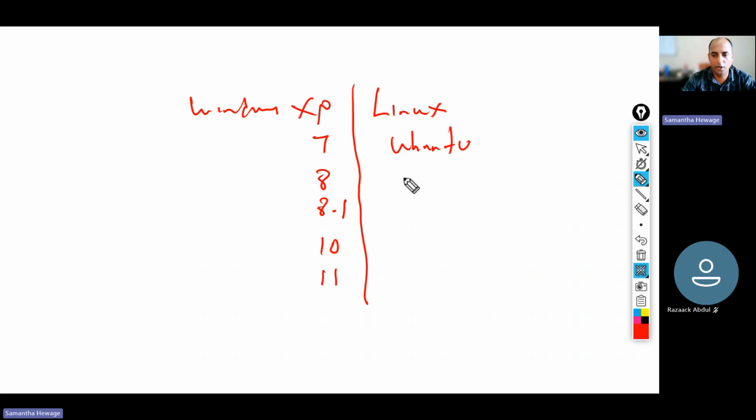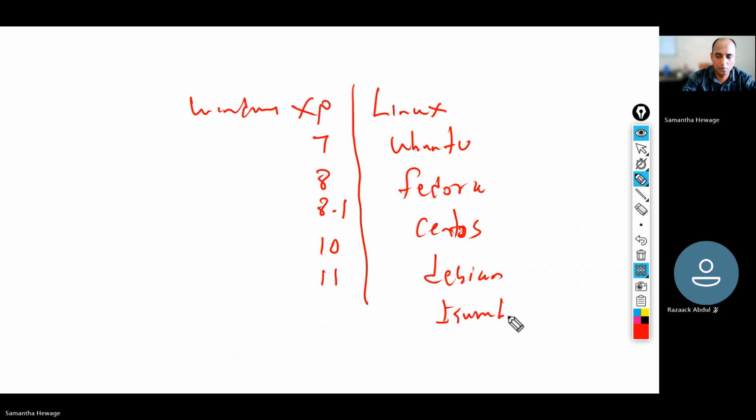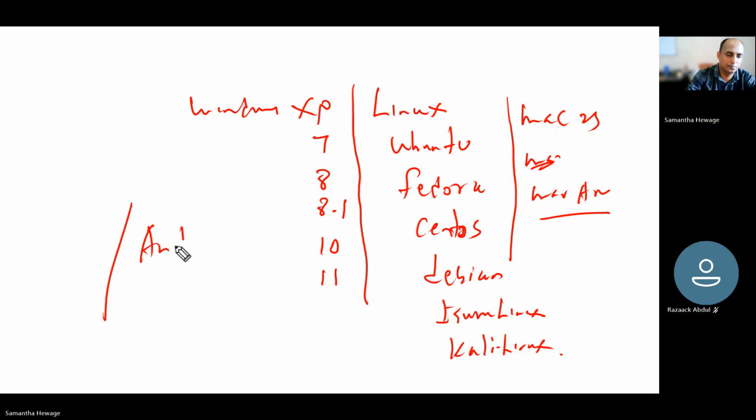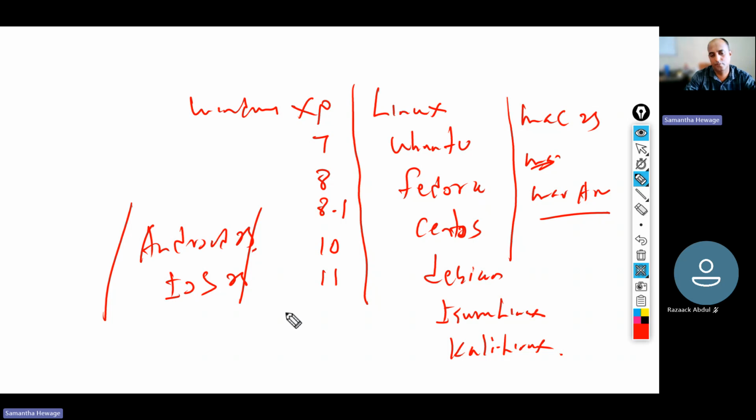Right? We have Fedora, CentOS, Debian, Kali Linux. So these are Linux versions, for example. There are many flavors of Linux. We have Macintosh, Mac OS, right? Then for mobile, we have Android. We have iOS. These are mobile OS. Right?